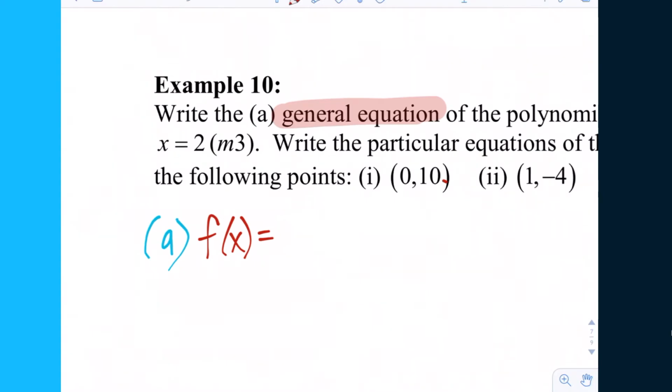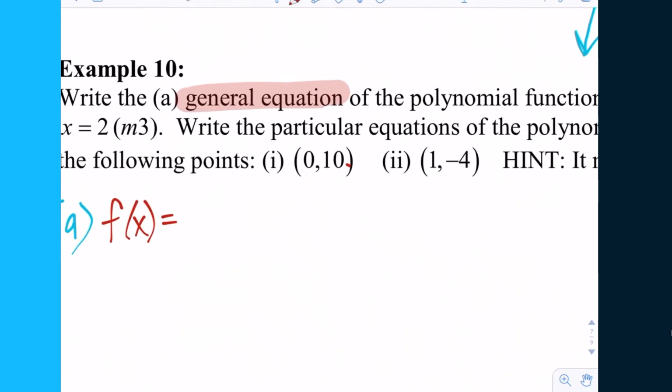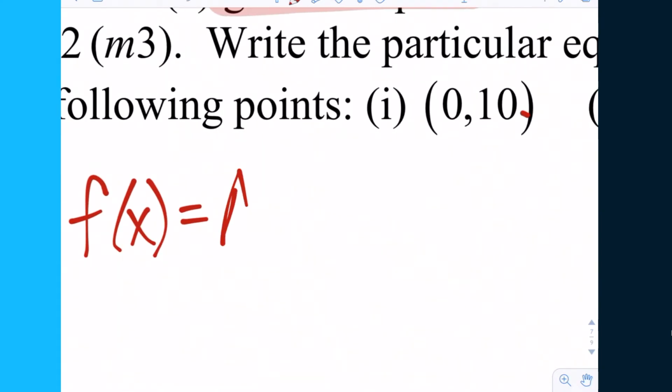All right, so how are we going to start? Well, it says general equation. That means we don't really know what a is, so I'm just going to put a in front there. That's the leading coefficient. Now remember, putting a in front allows the graph to be stretched vertically, compressed vertically, or of course what? Flipped across the x-axis, which will affect the end behavior.